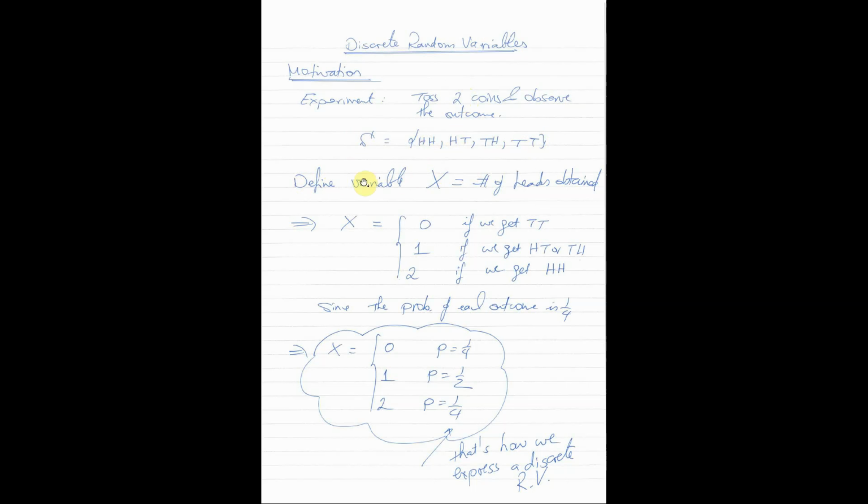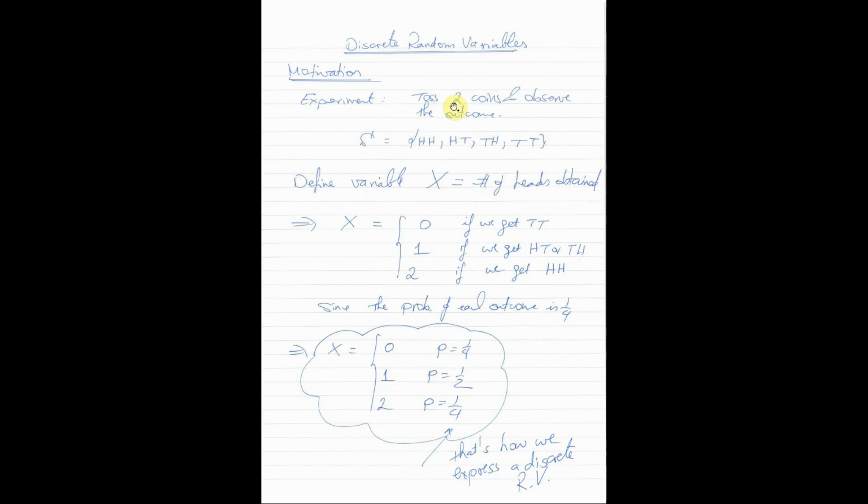Now we define a variable. The variable should be a number. As the word variable says, the value of the variable might be unknown. However, our variable here is related to the random experiment, and it has a specific meaning. In this example, let's say we define a variable X, which is equal to the number of heads obtained.